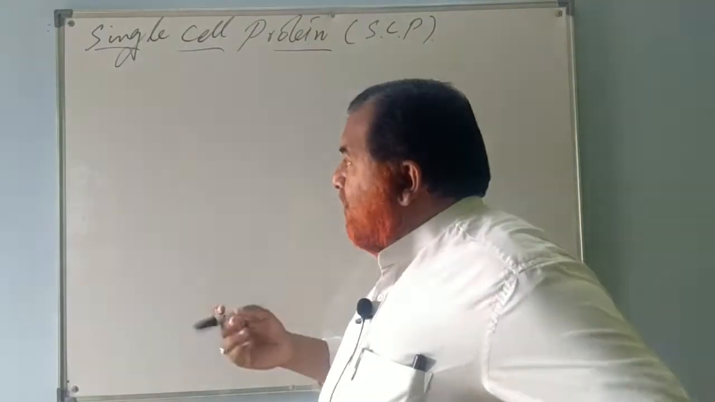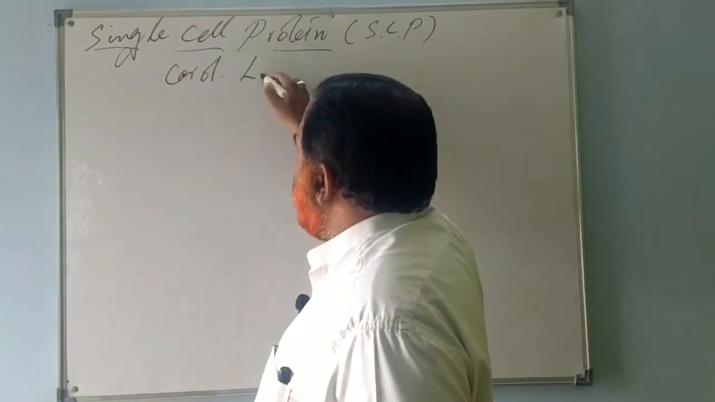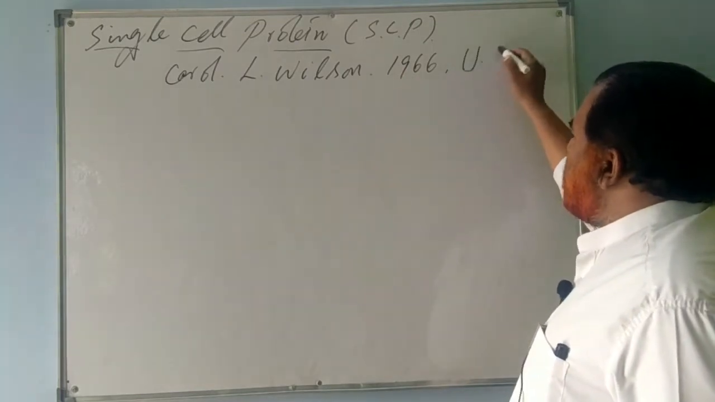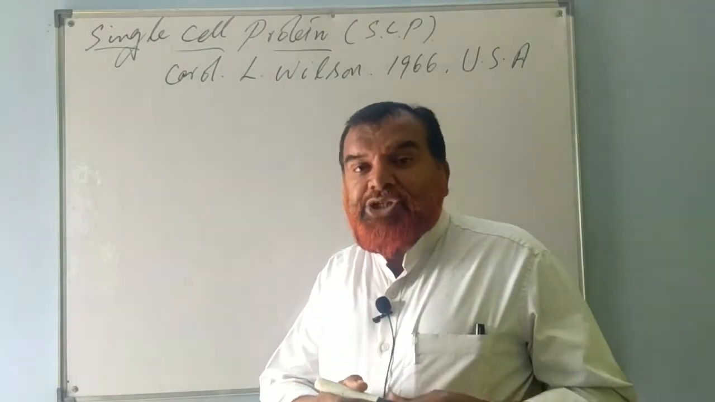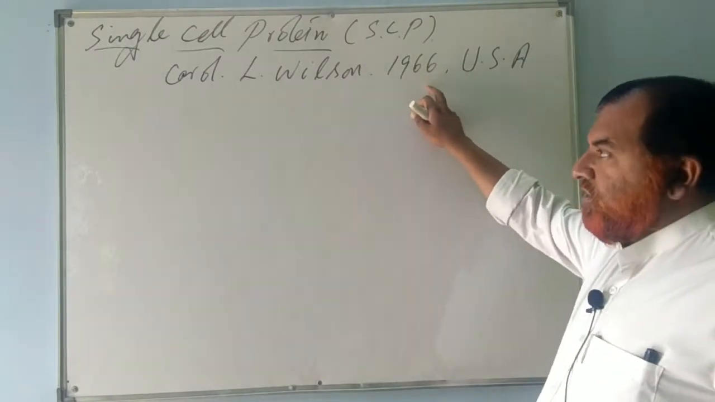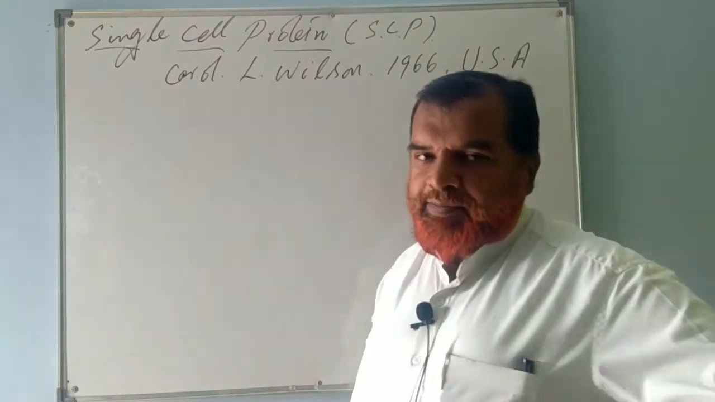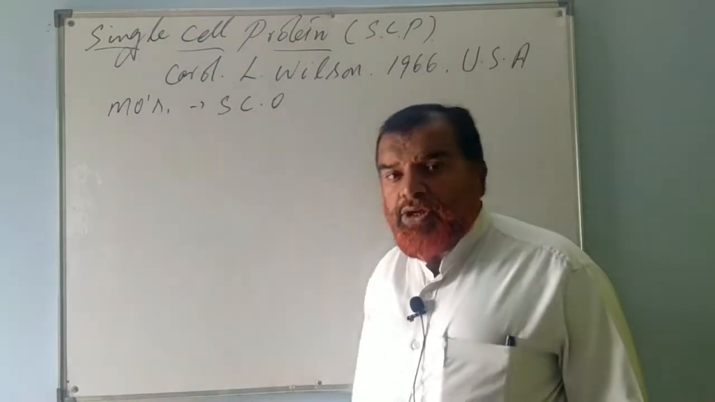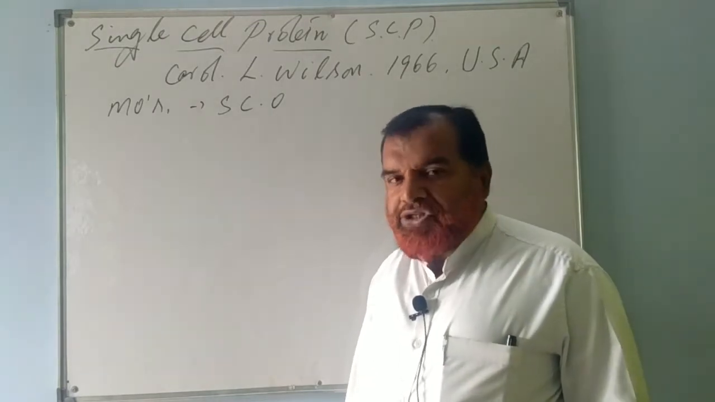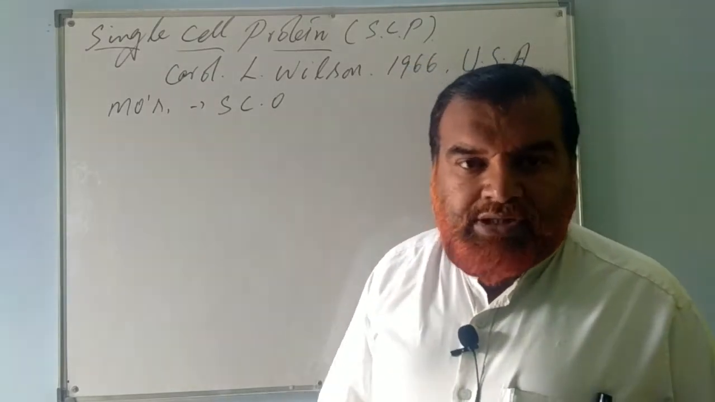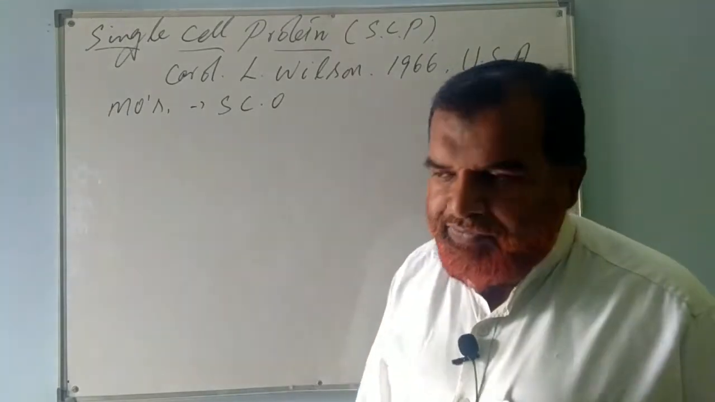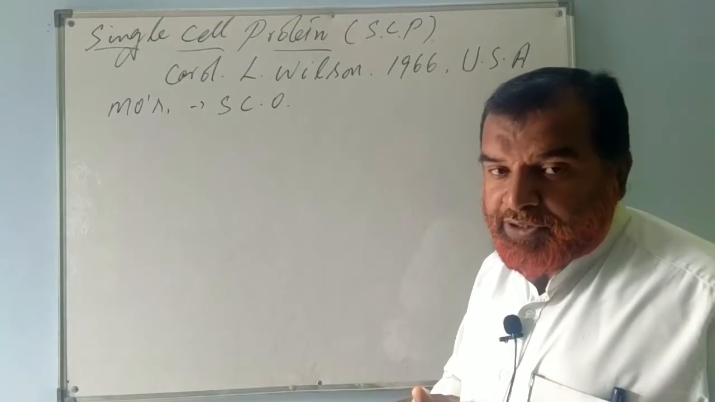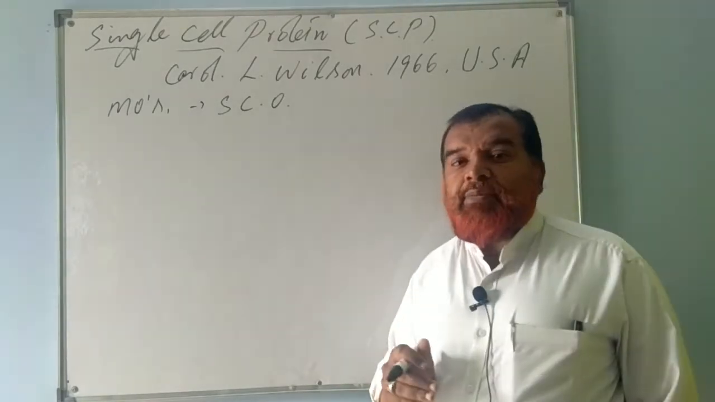Now, this term single cell protein was coined by Carol L. Wilson in the year 1966 at Massachusetts Institute of Technology in the USA. Wilson coined the term single cell protein for the proteins that are produced by microorganisms, single cellular, unicellular organisms like bacteria, fungi, yeast, right? Cyanobacteria, bacteria, all these produce proteins in large quantities. So he coined the term, and then he designed a technique. He gave a methodology for how to produce single cell protein. This was the idea of obtaining proteins from microorganisms and utilizing them.